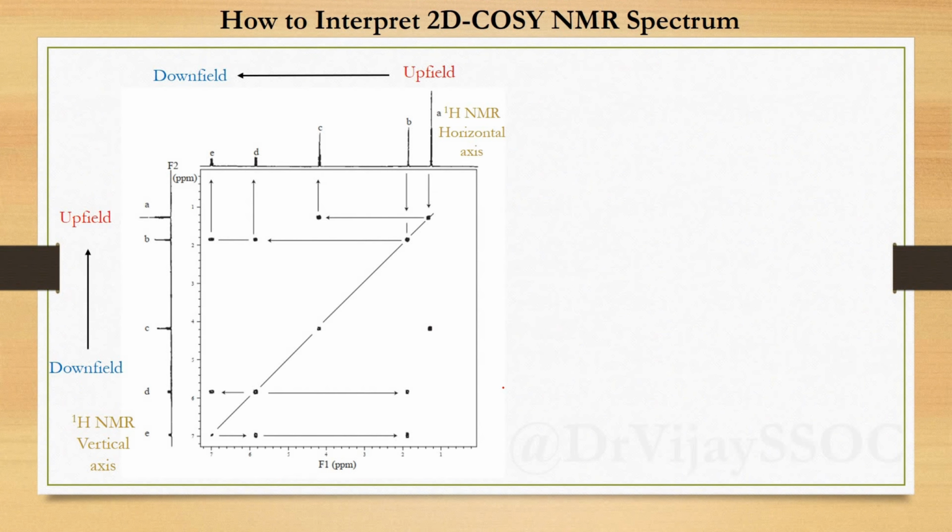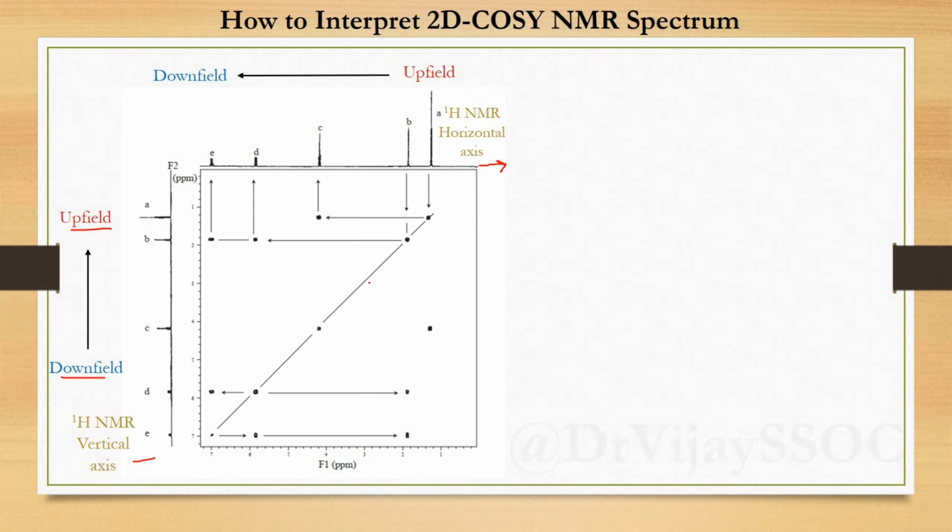Now we will see how COSY NMR looks. So this is an example of the COSY NMR. In this NMR, you can see that the x-axis, or horizontal axis, has the 1H NMR from upfield to the downfield side, and on the vertical axis you have another 1H NMR. Both NMRs are the same because they belong to the same molecule, but they are aligned in a different way. Here you can see the downfield region and there the upfield region.